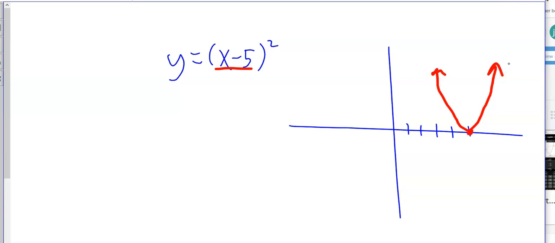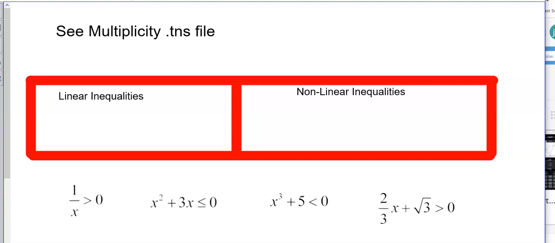It's not going to cross through the x-axis because this is an even multiplicity, because there are two x minus 5s. The multiplicity of the factor x minus 5 is 2. If there's 2 or any even number of these, the graph will not cross through the axis at that point. So that's really helpful to know. It's kind of like a nice thing to know. We'll use that in just a minute.